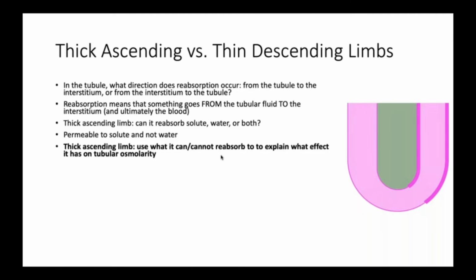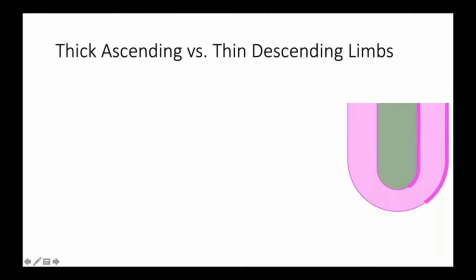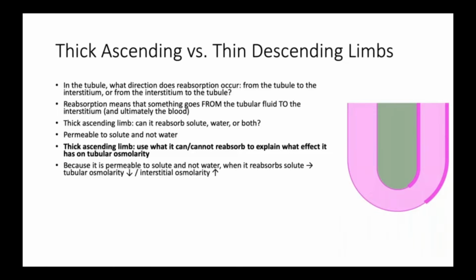So thick ascending limb. Use what it can and cannot reabsorb, solute versus water, to explain what effect it has on the tubular osmolarity. The thick ascending limb can absorb solutes and it won't absorb water. So the tubular osmolarity would be low because it's reabsorbing, it's going into the interstitium. What effect is that going to have on the interstitial osmolarity? Increase. Yeah, this is it. This is the mystery of all sorts of animals. I can't remember, there's some really special animal that has a really long loop of Henle. But this is where.